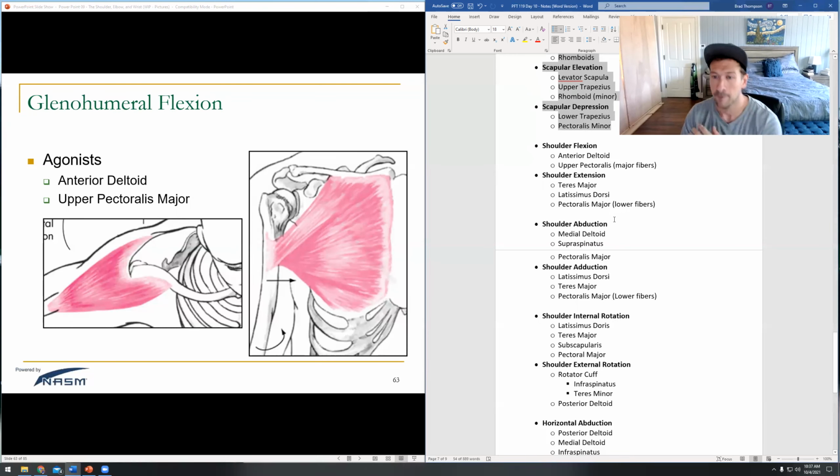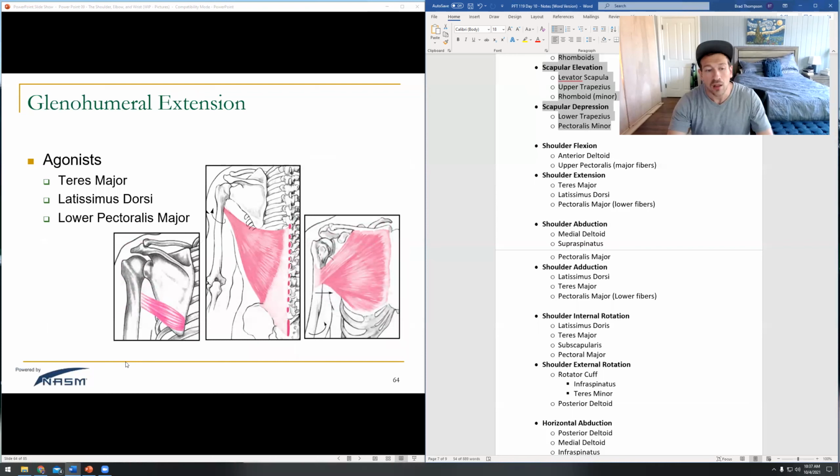For the flexion, on the front, that's your anterior delt and your pec major, particularly the upper pec major, right? Remember I mentioned the clavicular head is attached to the clavicle. So that's the shoulder flexion. And then we got the shoulder extension. That is going to definitely be your lats. That's the big one. A little bit of teres major there as well, and a little bit of the lower pec fibers.